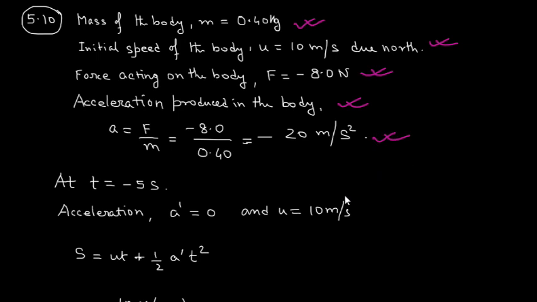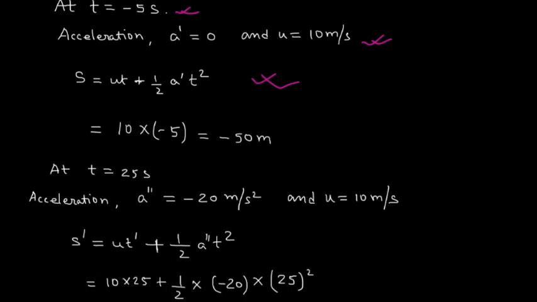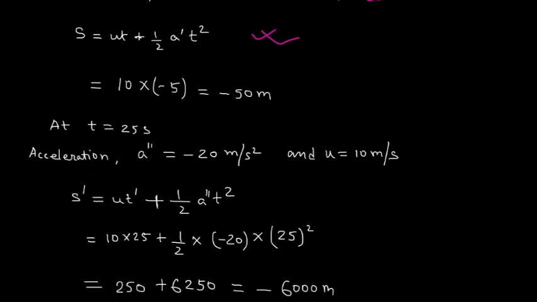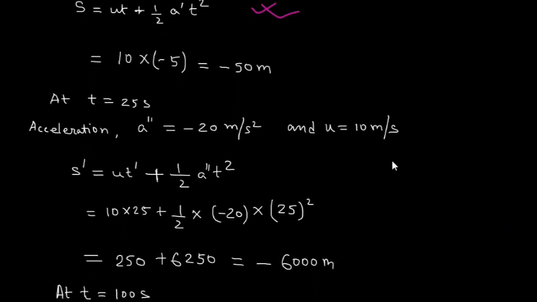At t is equal to 5 seconds, acceleration a dash is equal to minus 20 and u is equal to 10 meter per second. S is equal to ut plus half a dash t square. So we can write 10 into 5, that is 50 minus 250, that is minus 200 meter.